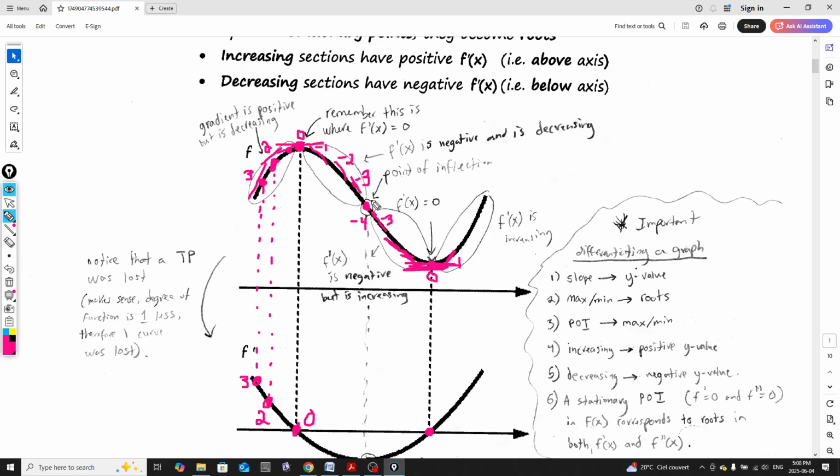So what we realize from this is that your points of inflection on your graphs in fact correspond to maximums or minimums. So points of inflection correspond to maximums or minimums.